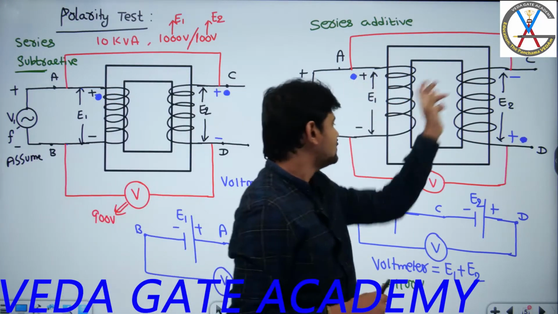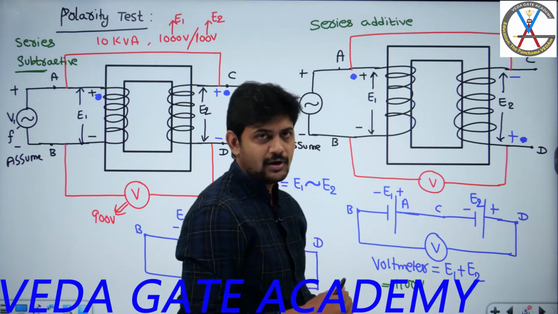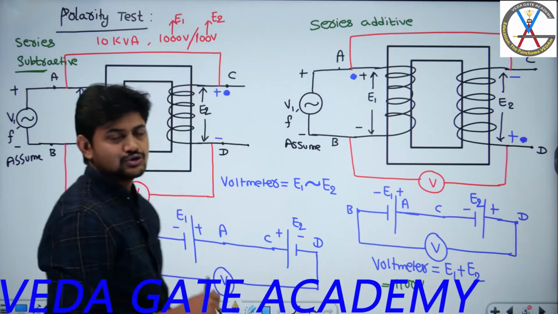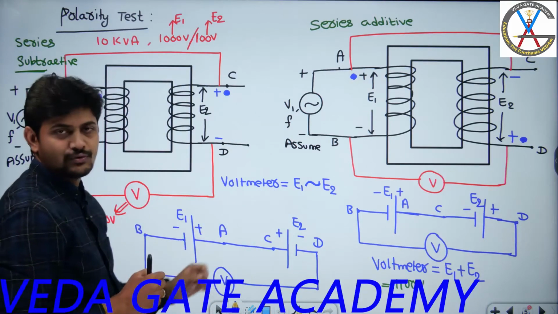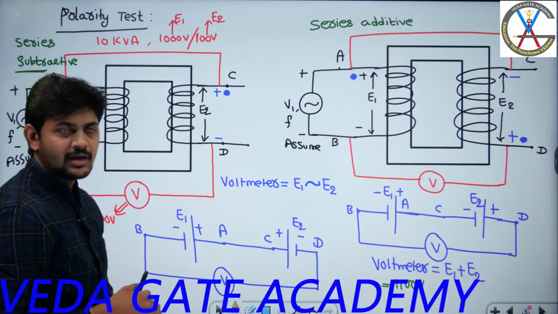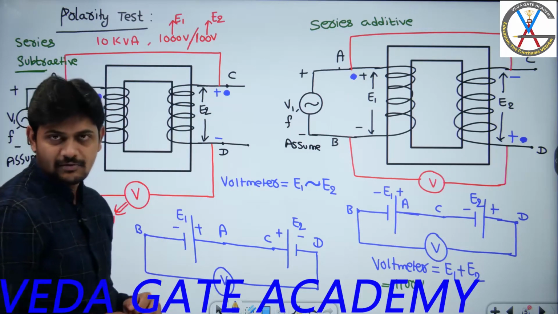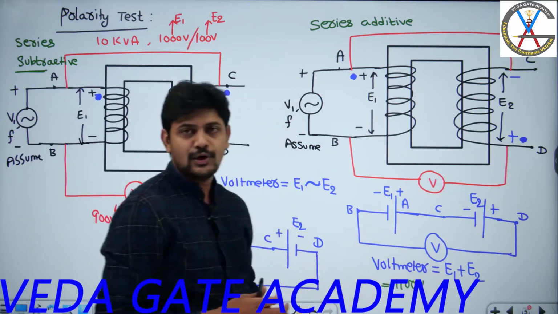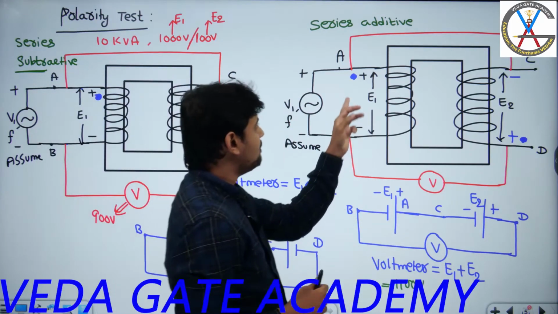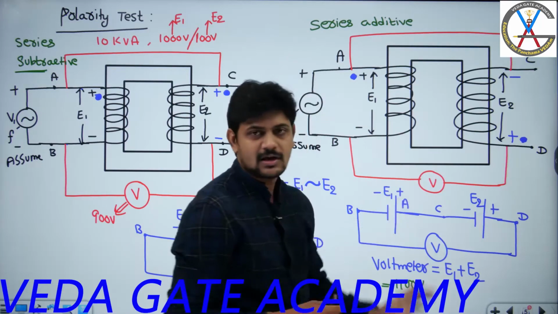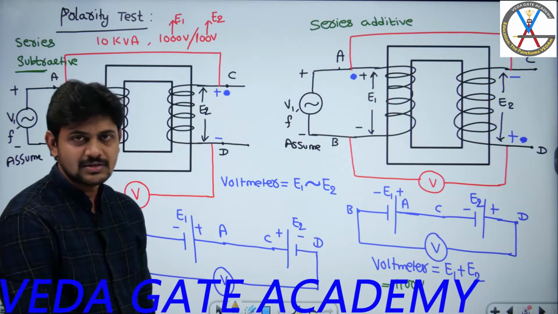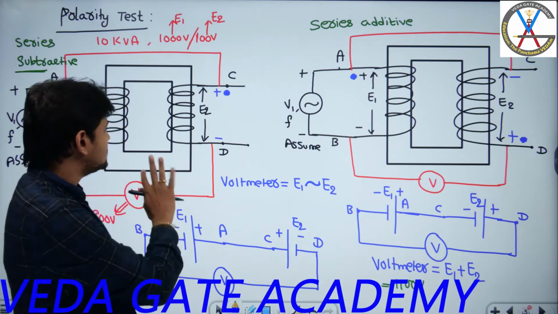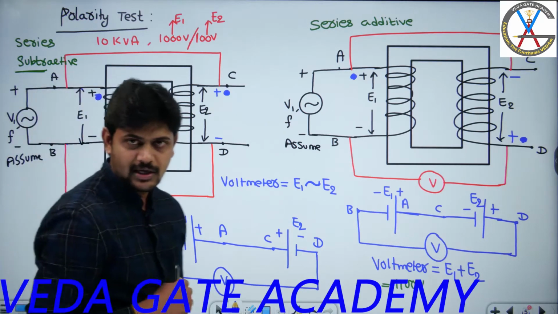Here A and C are similar, B and D are similar. Are you following? A and D are dissimilar, B and C are dissimilar or opposite terminals. So if the voltmeter reads the difference of two induced EMFs, then a pair of similar terminals are assigned with dots. Whereas if the voltmeter reads the sum of two induced EMFs, then a pair of dissimilar or opposite terminals are assigned with dots. Have you understood this point? Do you have any questions from your side? No, right? So this is the brief idea about the polarity test.